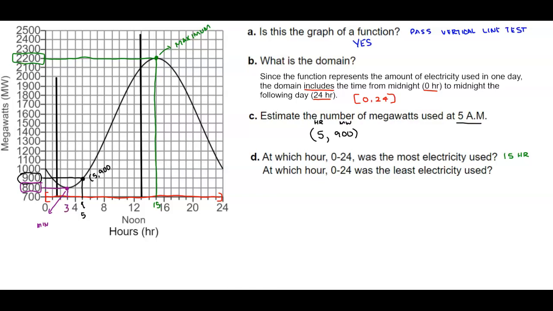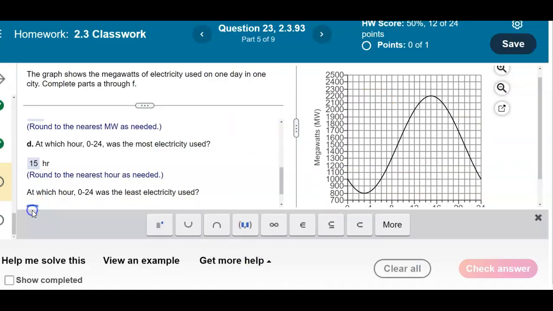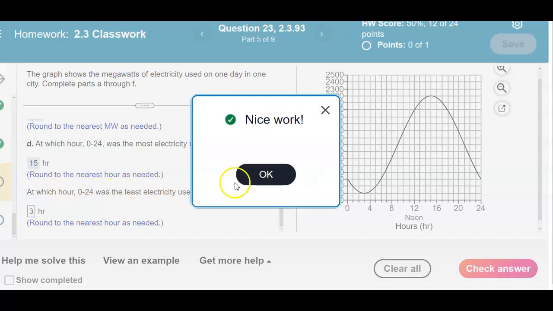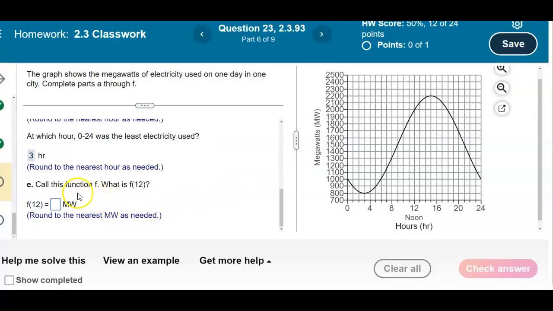Well, that is the third hour. So it's at the third hour where you see that it's at its minimum. So let's go ahead and put that answer in there. So we have 3. There's our result. Okay, now it says, call this function f.